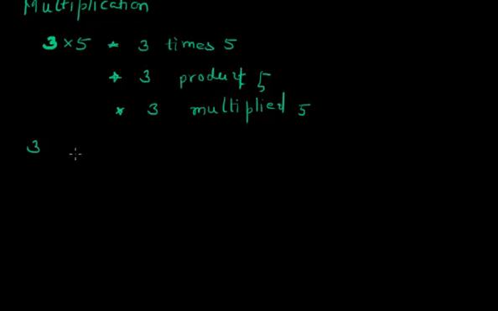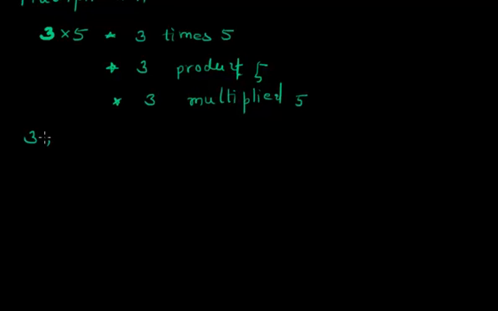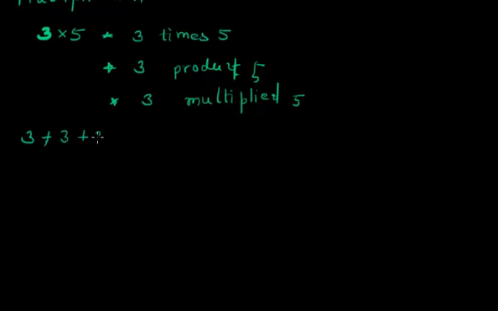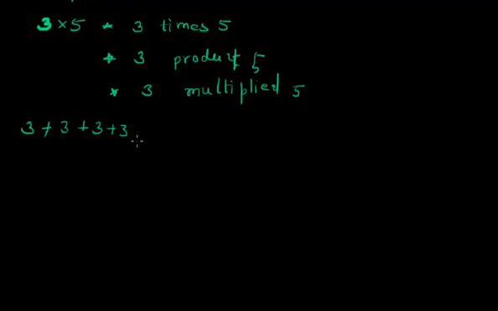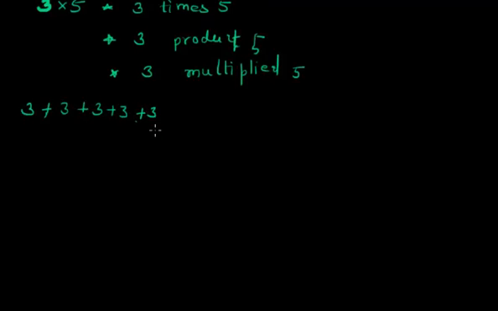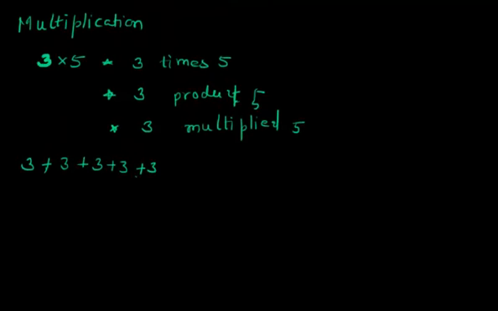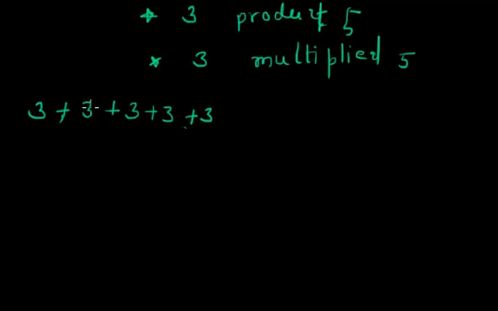3 times 5 is 3 plus 3 plus 3 plus 3 plus 3. 3 times 5 means 3 taken 5 times. So if I calculate 3 five times: 3 plus 3 is 6, plus 3 is 9, plus 3 is 12, plus 3 is 15. Its value is 15. So 3 times 5 is also 15.